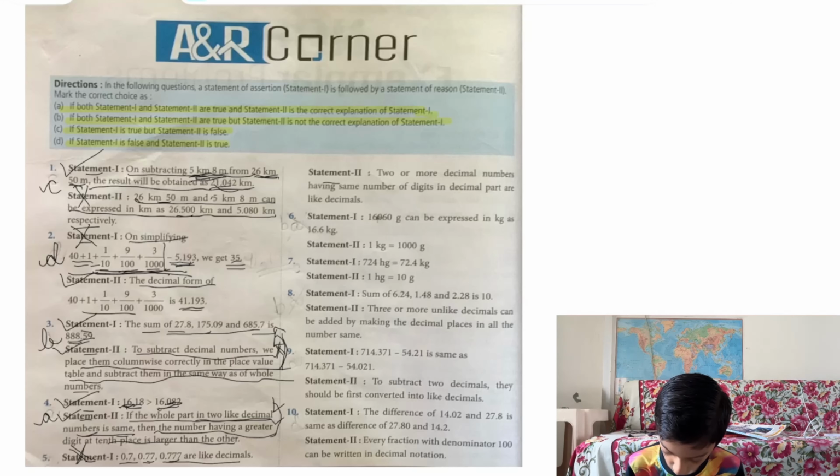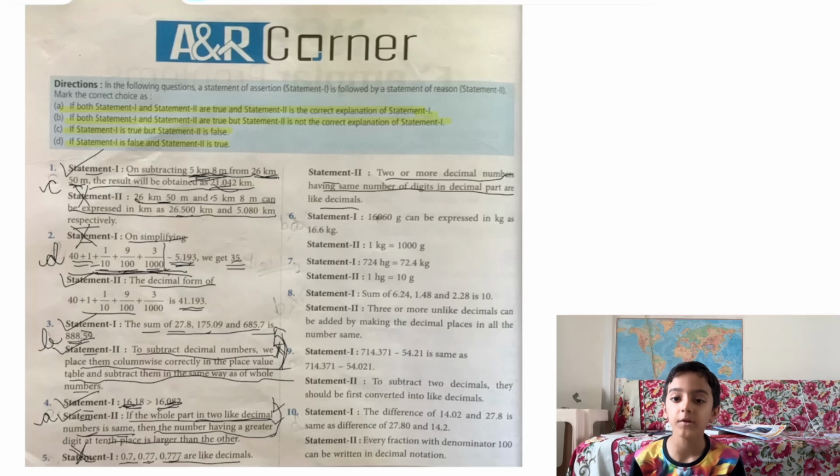Let's see statement 2. Two or more decimal numbers having same number of digits in the decimal part are called like decimals. This statement is true because I told this just now. When after the decimal point there are equal number of digits or places, those two decimals or any decimals more than 2 or 2 are called like decimals.